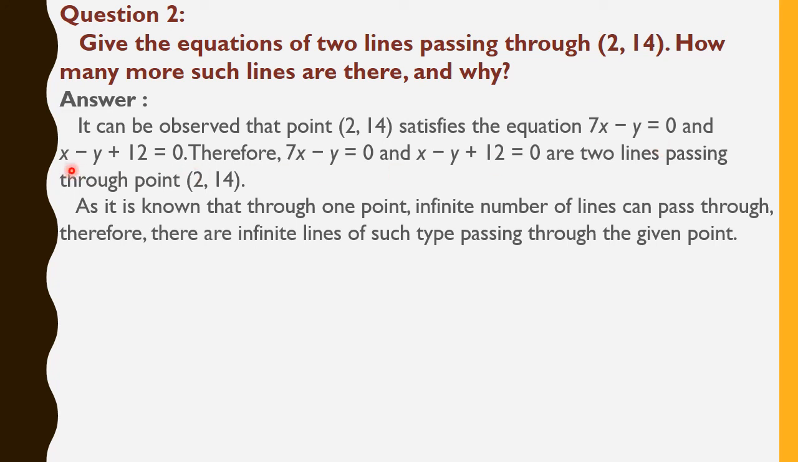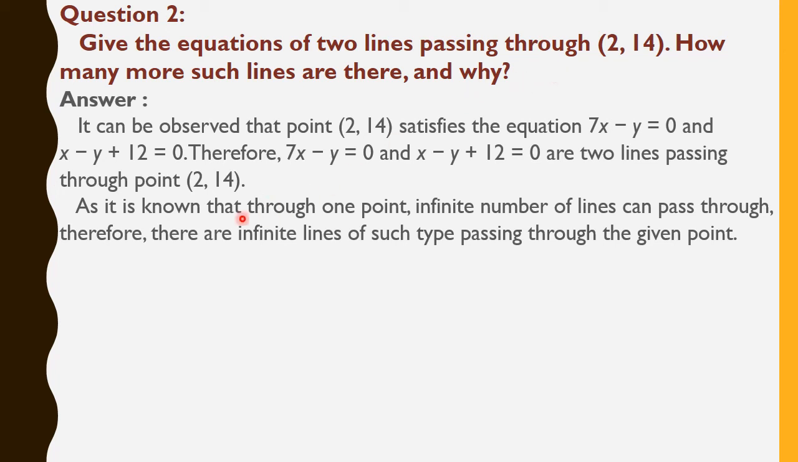Another one can also be written as x minus y plus 12. If we put the value of x as 2 and y as 14, 2 minus 14 is minus 12. Then plus 12 will be equal to 0. So this is also an equation on which this particular point lies. We can write an equation of our own choice. The only condition is that it should be satisfied by the point. Therefore, 7x minus y equals 0 and x minus y plus 12 equals 0 are two lines which are passing through the point (2, 14).